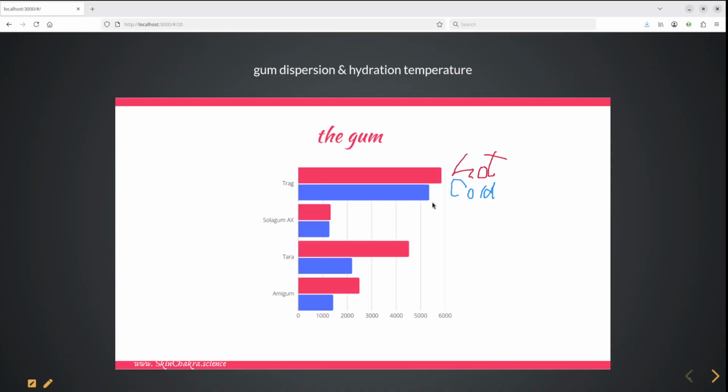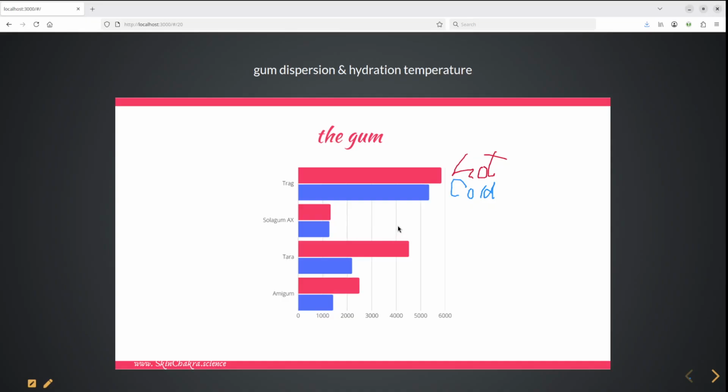For some gums, it doesn't make a huge difference. For tragacanth, it makes a slight difference. For Solagum AX, almost no difference. For Tara and sclerotium, it makes a huge difference. For konjac gum, it makes a huge difference. I didn't have it here in the diagram. You don't necessarily need to make emulsions.